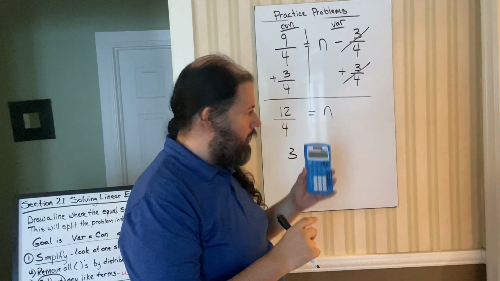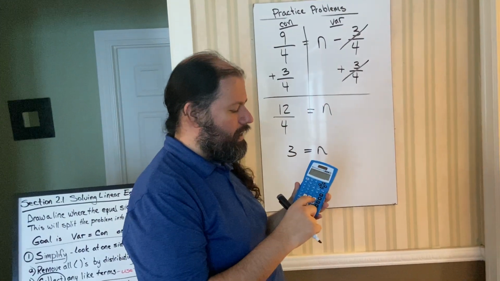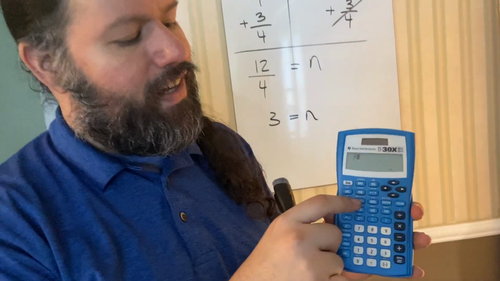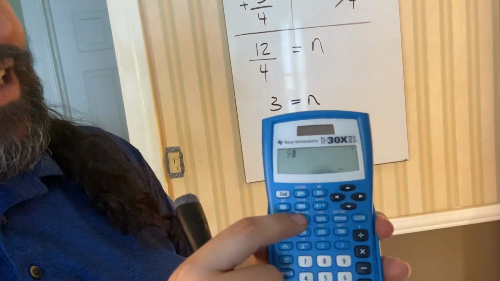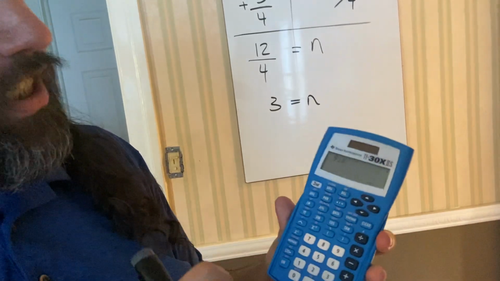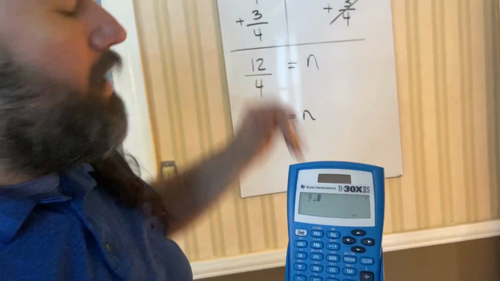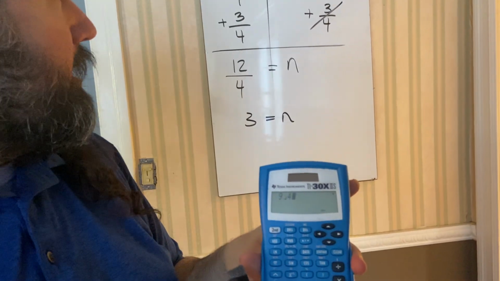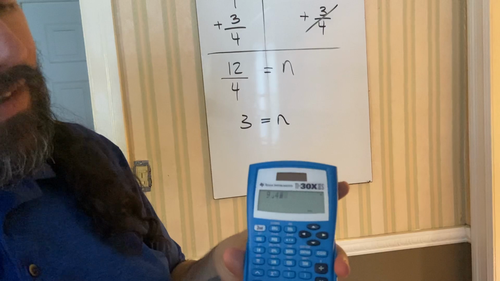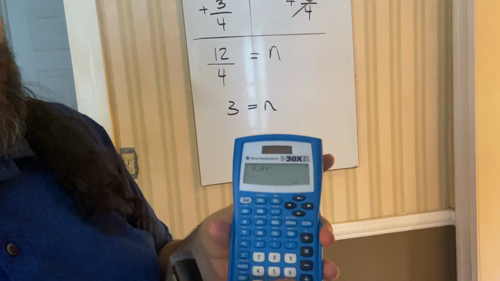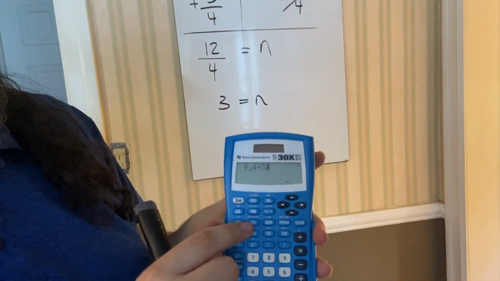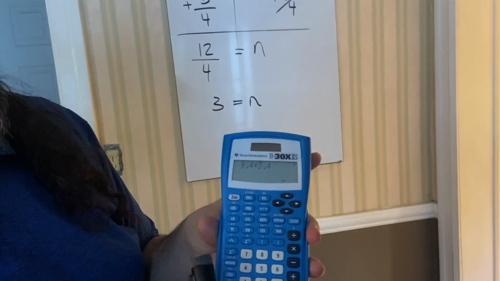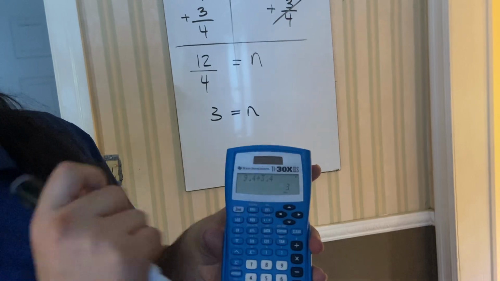So for us, the 9 is the numerator. There's an ABC key right here. This ABC key acts as your fraction. And then put in the denominator 4. Then just do your operation, plus, and then the numerator again, which is 3. And this ABC key, that's our fraction key. And then the 4, that's our bottom. And it'll simplify and tell us that it's 3.